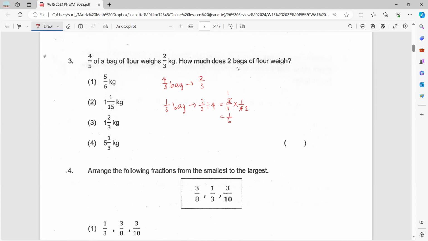Then how do you find 1 bag? 1 bag is the same as 5/5, so we times 5, which is 5 over 6. Only multiply the numerator, not the denominator. So 5 over 6 kg is 1 bag. You want to find 2 bags. So we take that and times 2, which is 10 over 6, which is 1 and 4/6, and this gives us 1 and 2/3. So answer is 3.